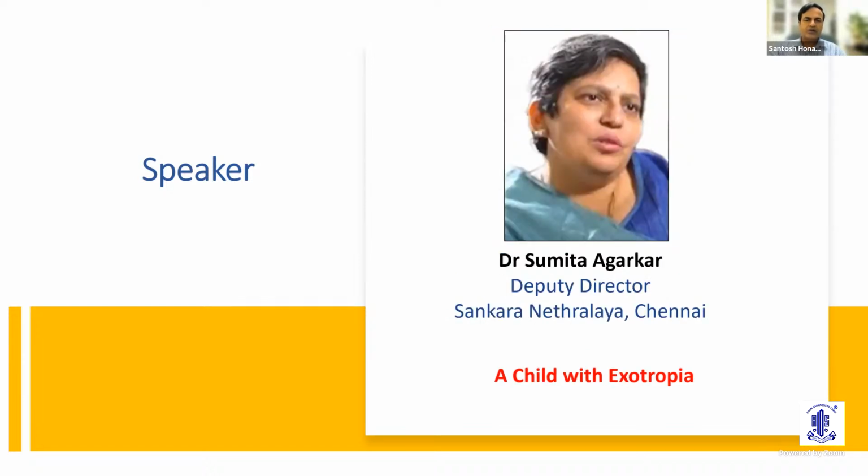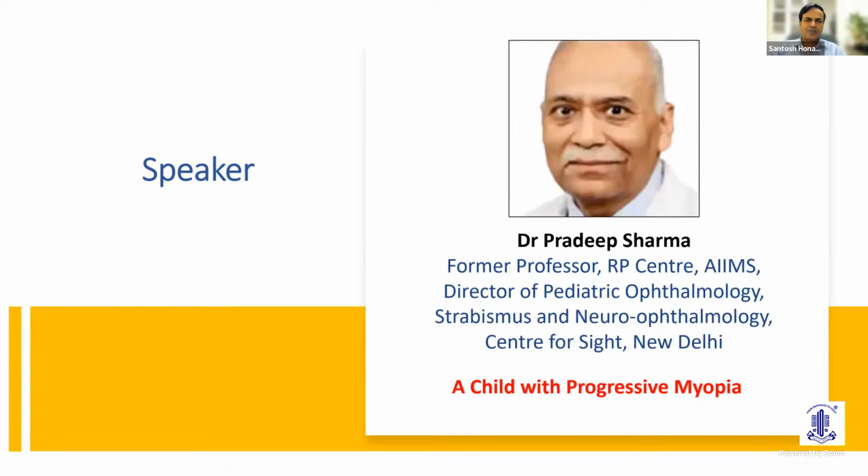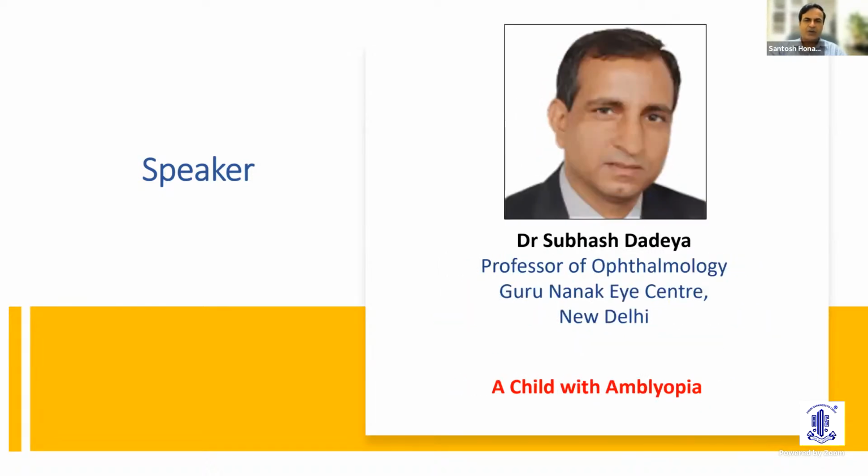Dr. Sumita Agarkar, who's the Deputy Director of Sankara Nethralaya, Chennai, and Chief of Pediatric Ophthalmology, speaks on a child with exotropia. She'll be followed by Dr. Jitendra Jethani, who's the Director of Baroda Children's Eye Care and Squint Clinic, Baroda. He speaks on a child with congenital nystagmus. And Professor Pradeep Sharma speaks on a child with progressive myopia. Dr. Subhash Dadia, Professor of Ophthalmology of GNEC, New Delhi, Maulana Azad Medical College, speaks on a child with amblyopia. I hand you over to Dr. Savleen Kaur for the proceedings.